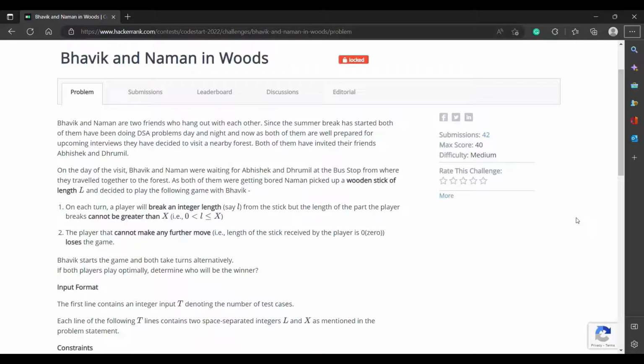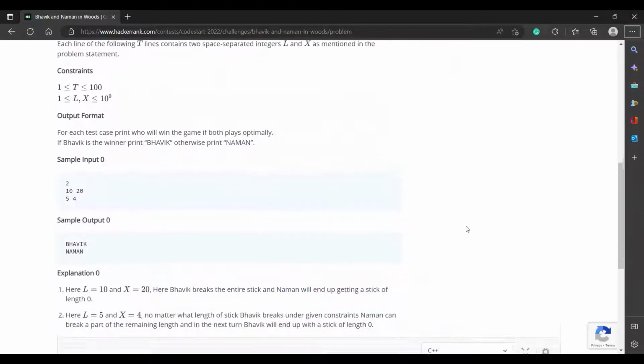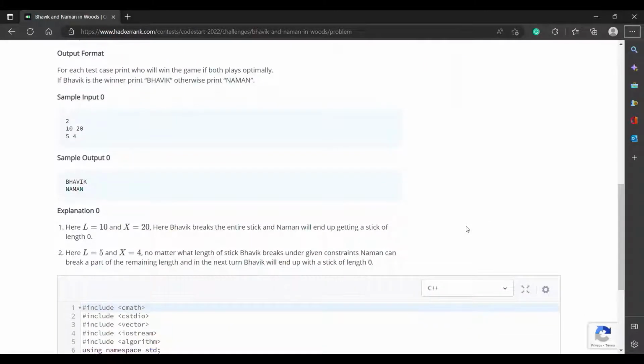Input format. The first line contains an integer t, denoting the number of test cases. Each line of the following t lines contains two space-separated integers L and X as mentioned in the problem statement. Output format. For each test case, print who will win the game if both play optimally. If Bhavik is the winner, print Bhavik, otherwise print Naman.